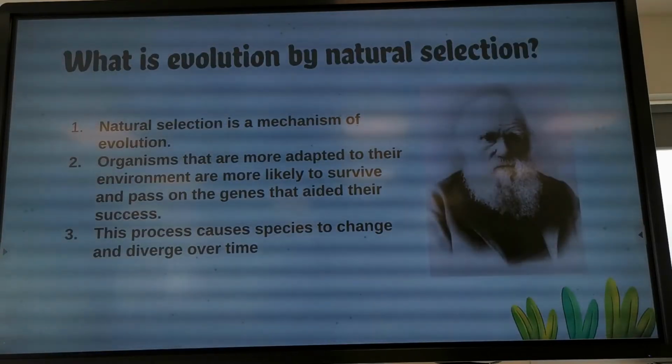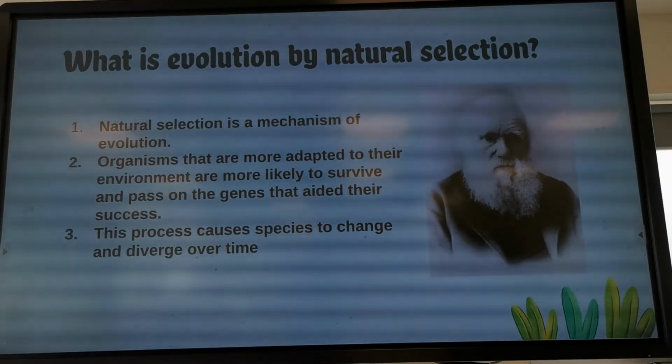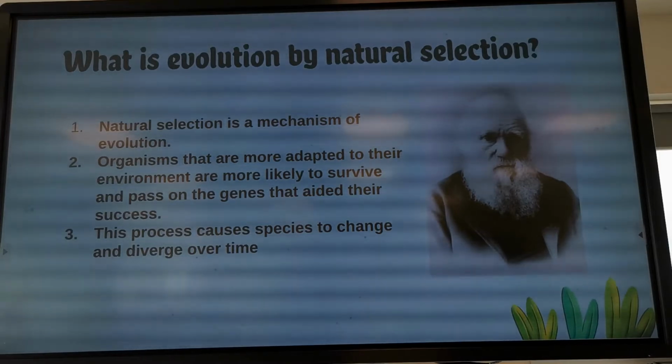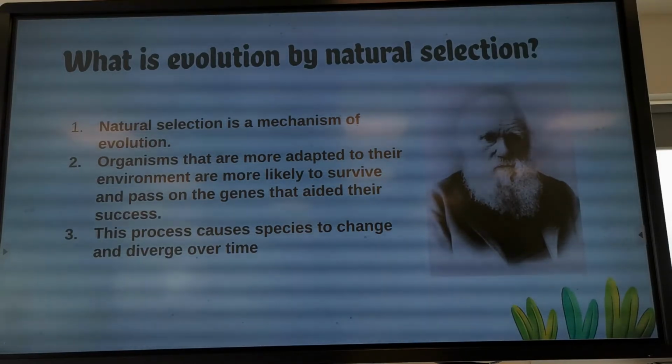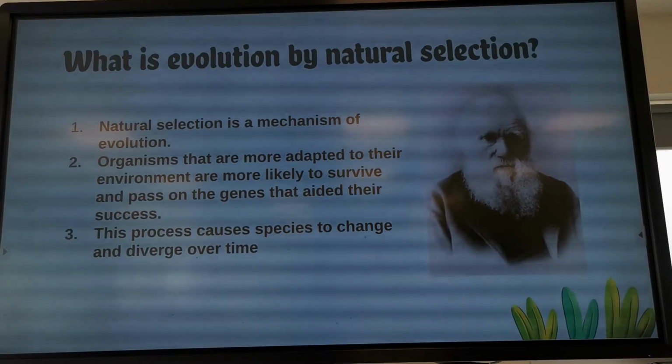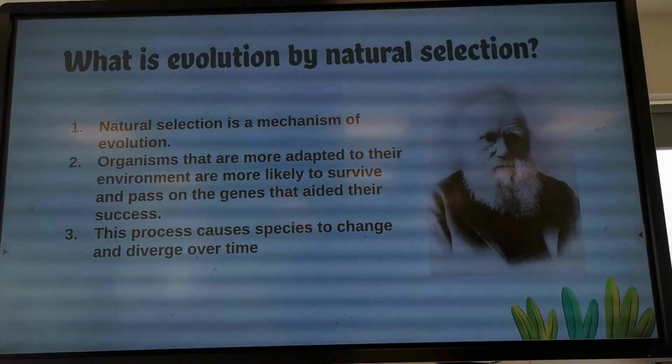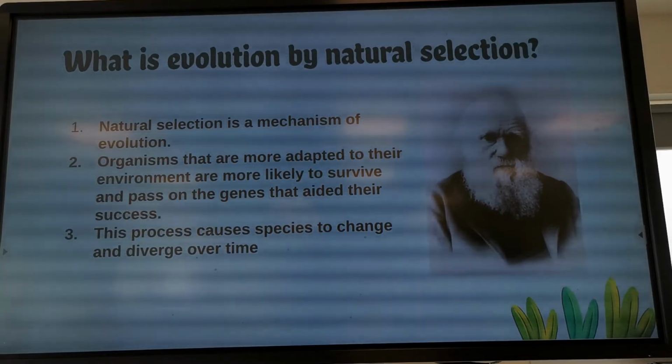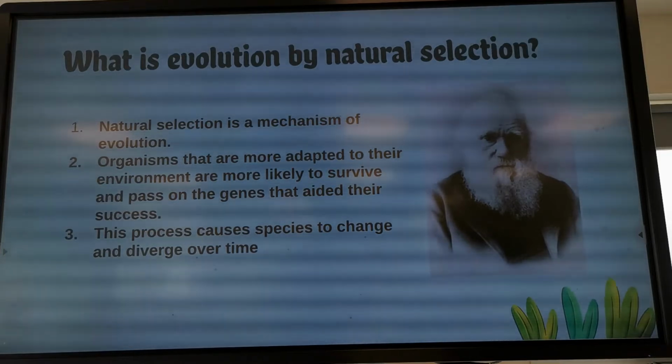To start off with this, you'll all know that guy on the left, that's Charles Darwin. He came up with the original theory of evolution in 1859 with his book On the Origin of Species. The premise was obviously that natural selection is the mechanism of evolution.